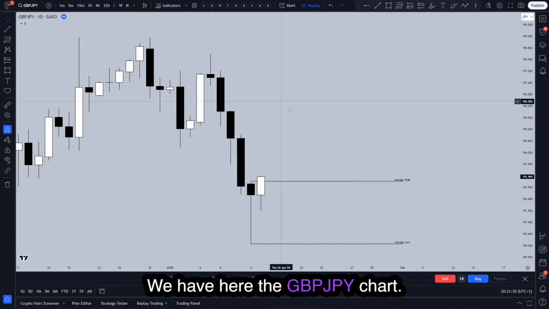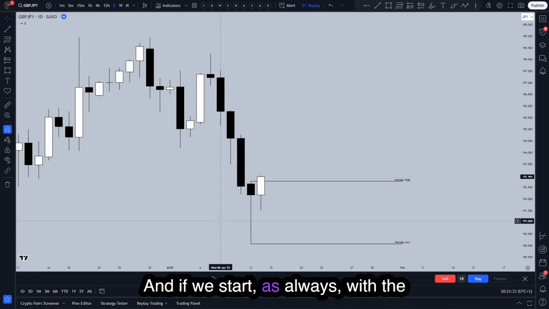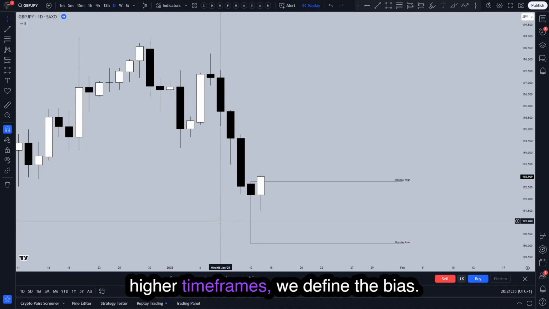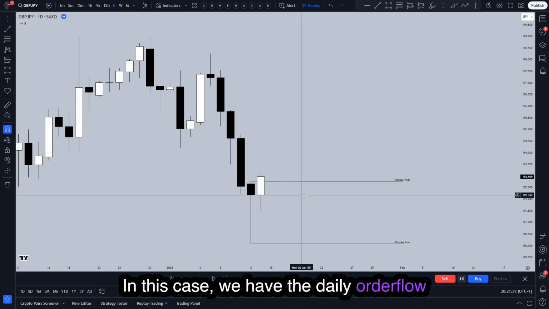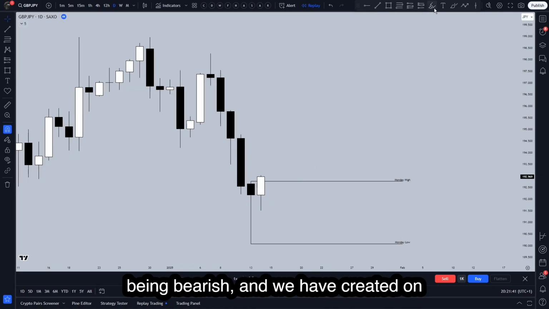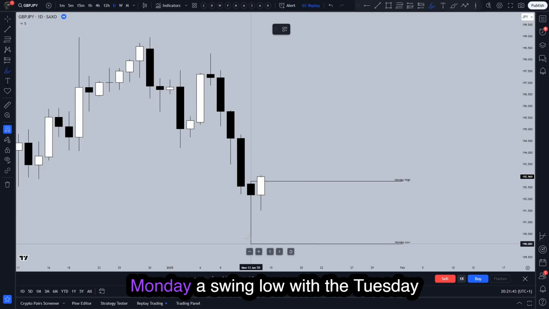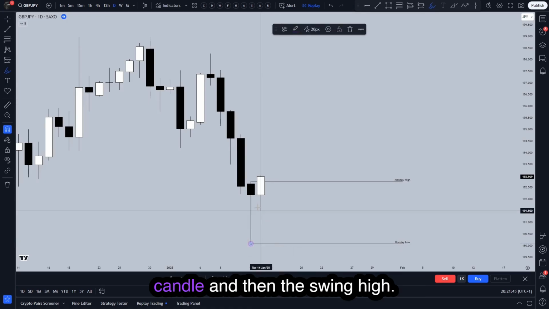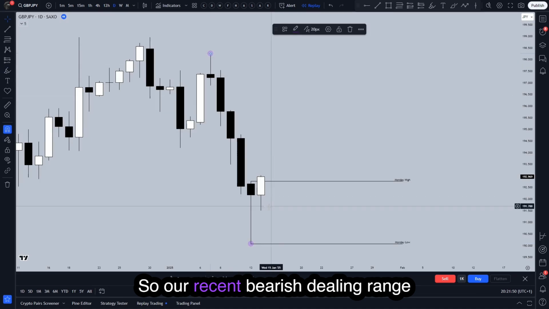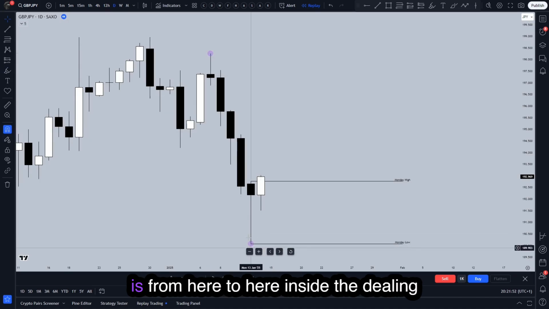We have here the pound yen chart, and if we start as always with the higher time frames, we define the bias. In this case, we have the daily order flow being bearish, and we have created on Monday a swing low with the Tuesday candle, and then the swing high. So our recent bearish dealing range is from here to here.